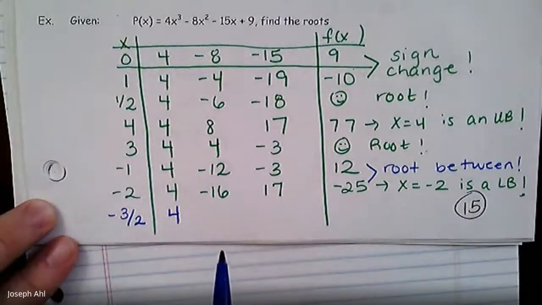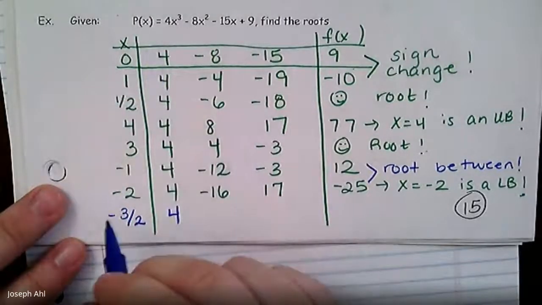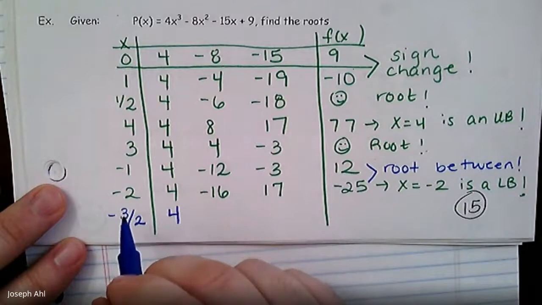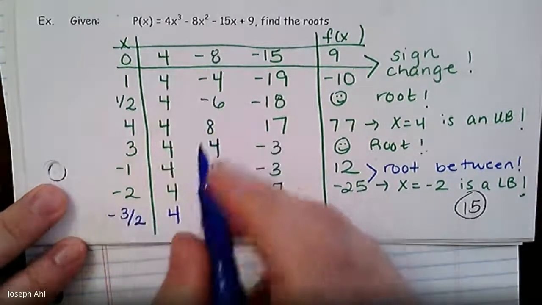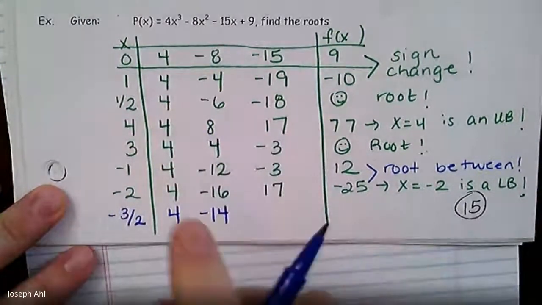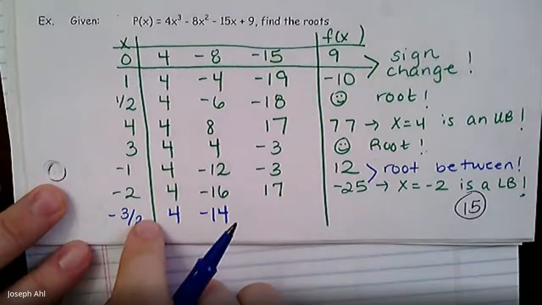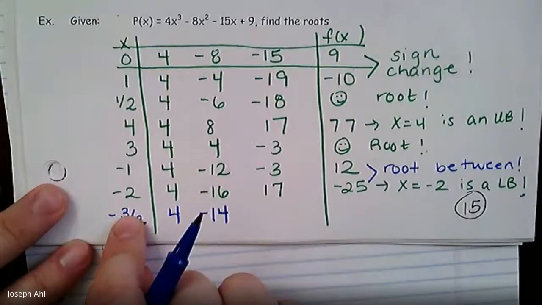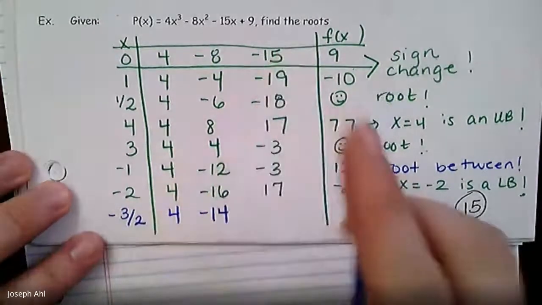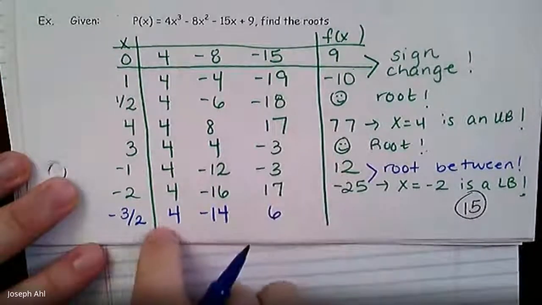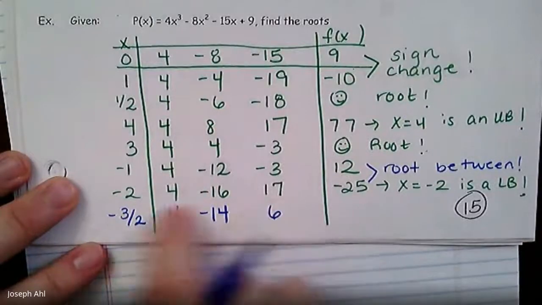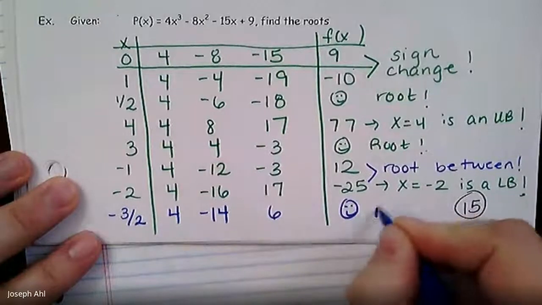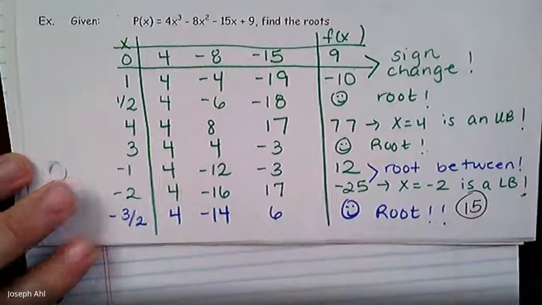Okay, here's the grand finale. I really hope this works. Bring down the 4. 4 times -3/2. Well, 2 goes into 4 twice. 2 times -3 is -6. Plus -8 is -14. A little bit tougher in your head to think about this, but we got it. 2 times -14 is -7 times -3 is 21. 21 plus -15 is 6. And finally, 2 goes into 6 3 times -3 is -9 plus 9 is 0. We found our third and final root.